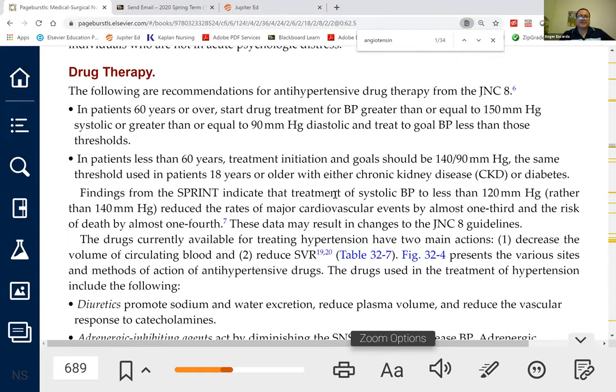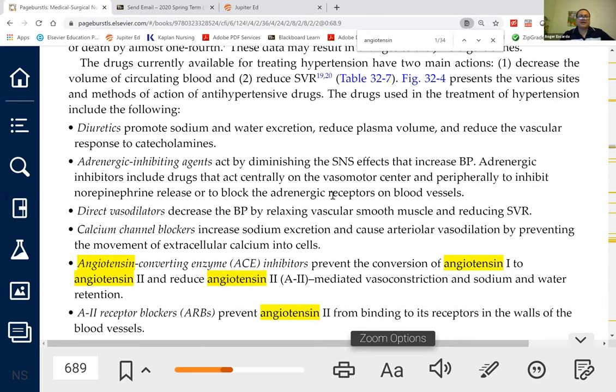Again, what is the goal? Because causes of hypertension, if you look at the list, they either increase preload or increase afterload or do both. So what are our interventions going to be? To decrease it. Decrease preload, decrease afterload. That's what these drugs are doing.